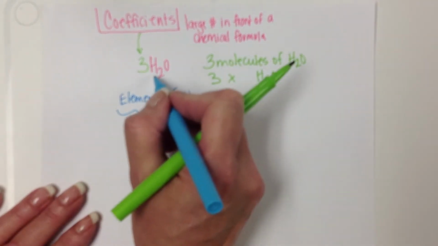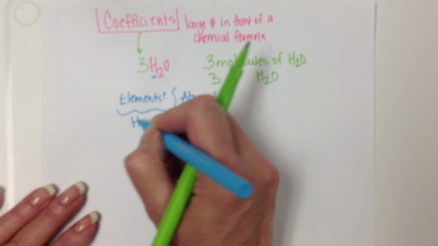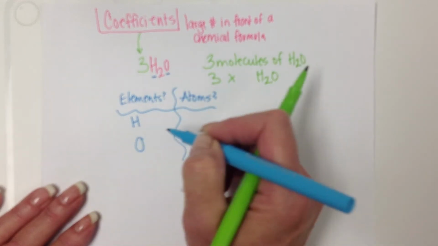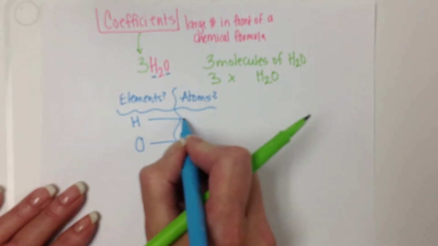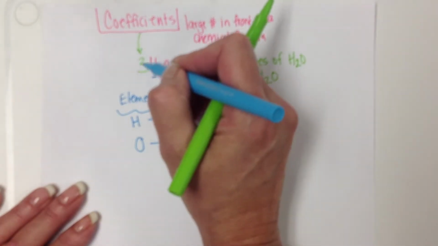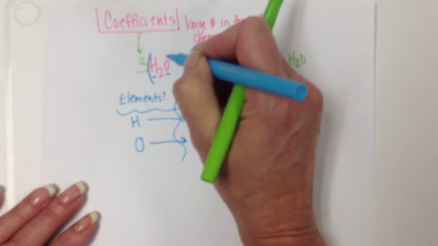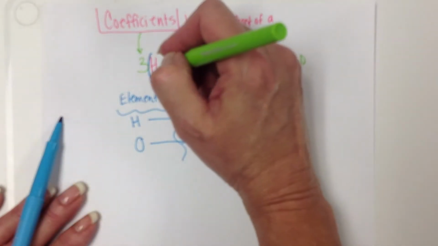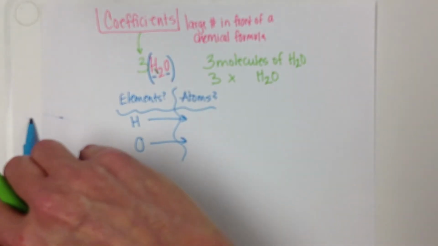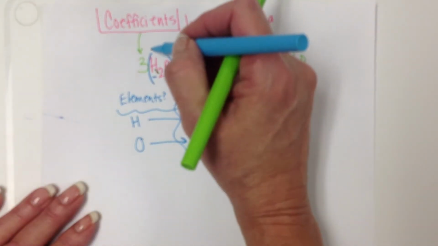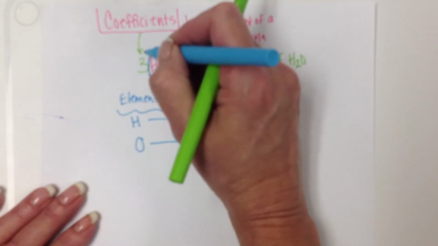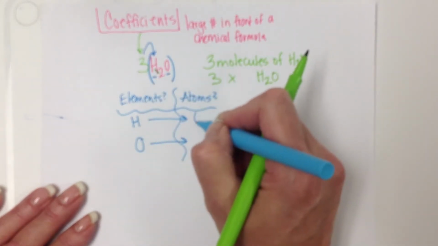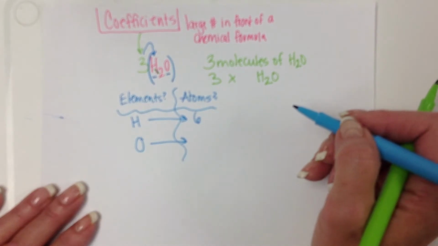Well, the elements are the letters. I've got H and I've got an O. Those are my elements. Now, how many atoms of each? Well, if this is 3 times what this is, then I need to multiply it out. Remember, we said that our subscript always goes with the element in front of it. So if I have H2 times 3, then I must have 6 hydrogen.